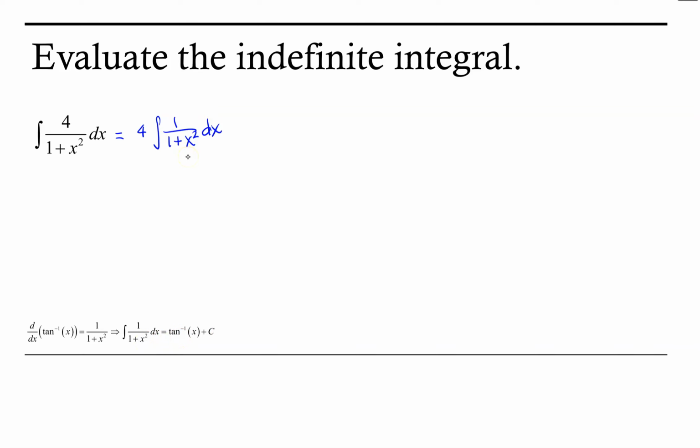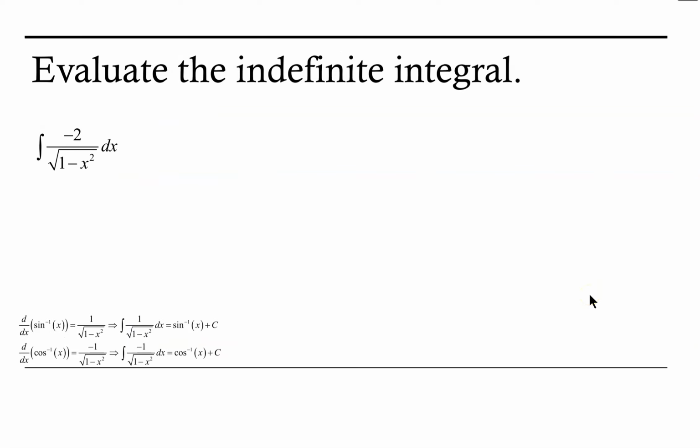So it's tempting to try a variety of techniques to try and integrate this, but this is a basic form, and we must recognize that when we have the integral of 1 over 1 plus x squared, that is the inverse tangent function. So this would be 4 times arctangent, inverse tangent of x, plus c. Let's look at one more indefinite integral.